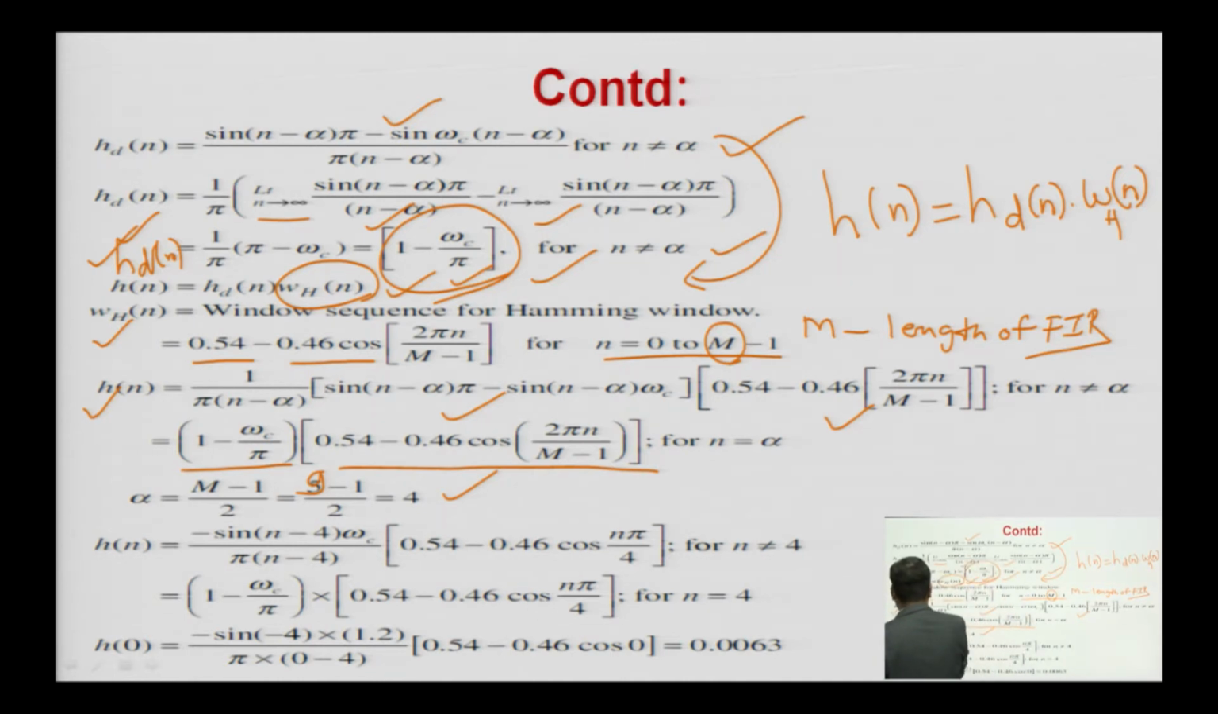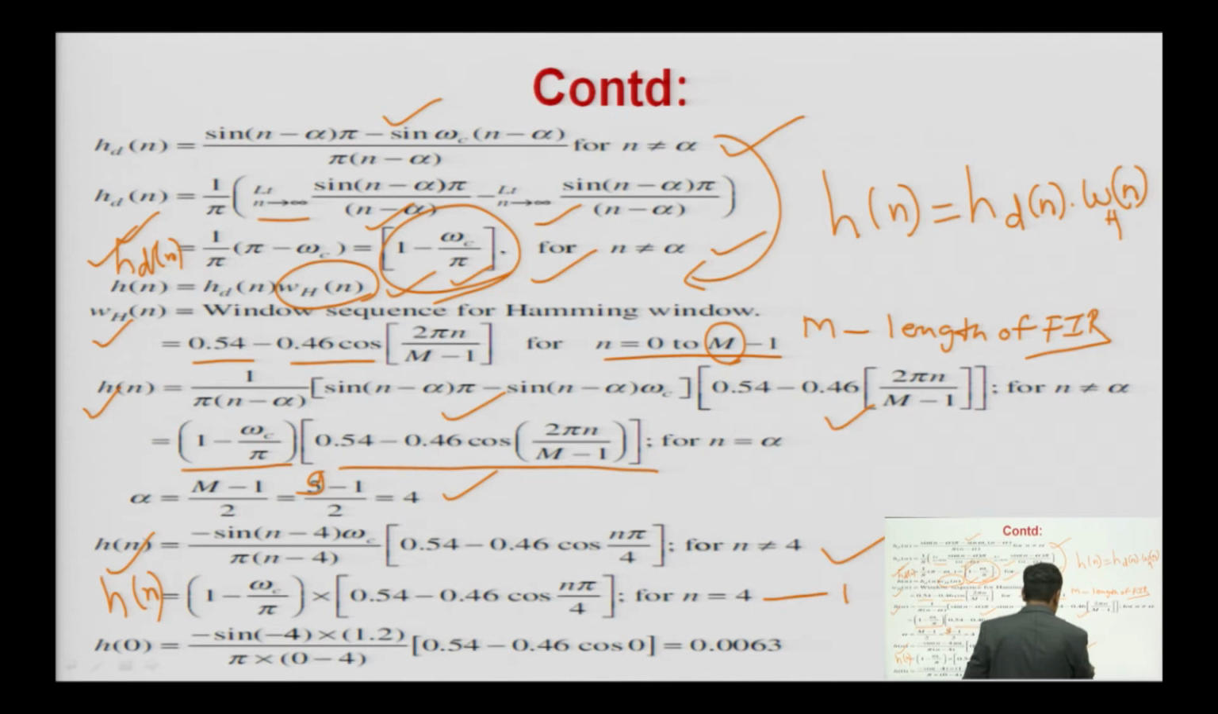So, h(n) is equal to, if you put the value of α here, it will be this one. Again, n is not equal to 4, because if you are putting the value here, then it will be okay. It means h(n) is equal to, here you will get this one. Now, this is equation number 1, this is the final h(n). Now, you have to put the values n equal to 0, 1, 2, 3, 4, 5, and you will get your final filter coefficients.